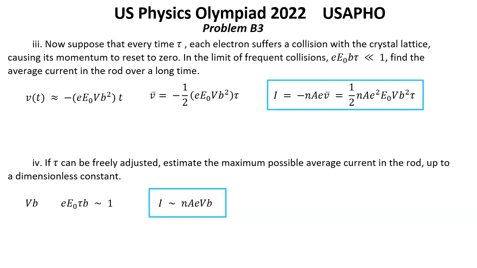n A e Vb. Some students try to answer this part using dimensional analysis, but that won't work since there are 5 variables and only 4 independent dimensions: mass, length, time, and charge. Incidentally, you can find the dimensionless coefficient by solving a simple equation numerically, though this wasn't required. That was the solution for all of part B, and now we finished the discussion for problem B3.